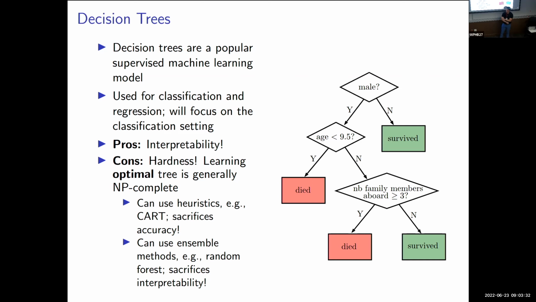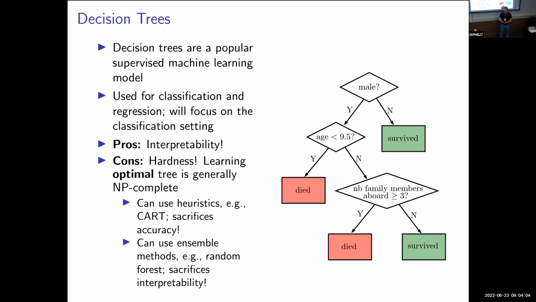To interpret this, we start at the root of the tree, and we ask a series of yes/no questions until we end up at a leaf of the tree, at which point we make a classification. As you can see, it's a very interpretable model, but the downside is that it is generally hard to learn an optimal decision tree. When I say optimal, I usually mean optimizing the number of misclassifications, so minimize that, maybe plus a regularization term, such as the number of branch nodes used in the tree.